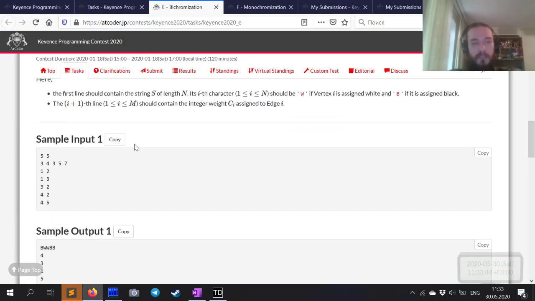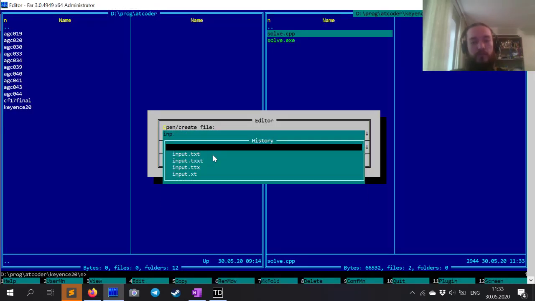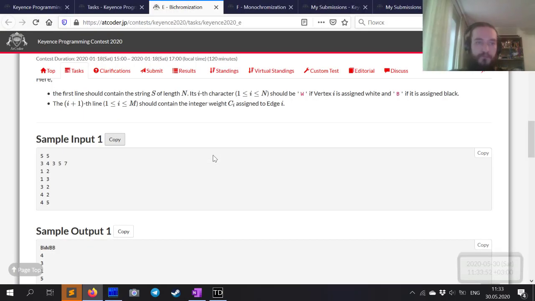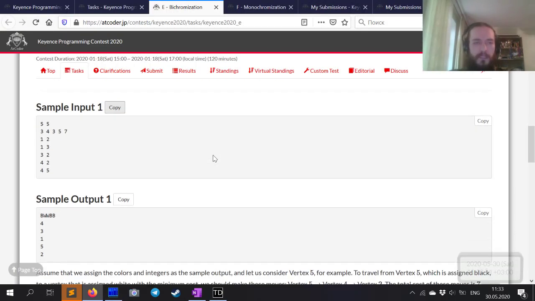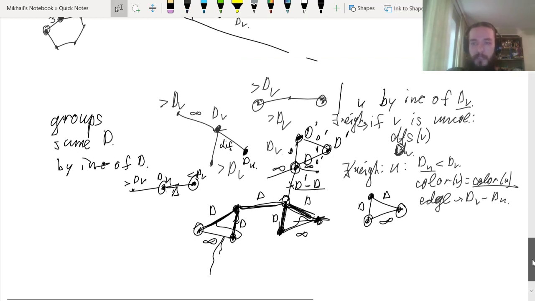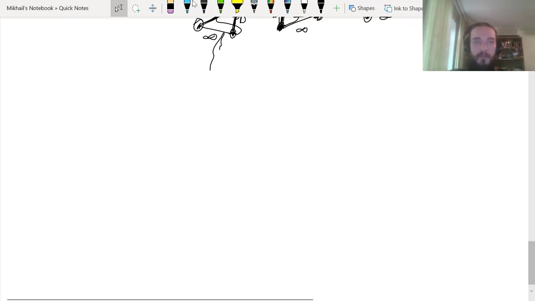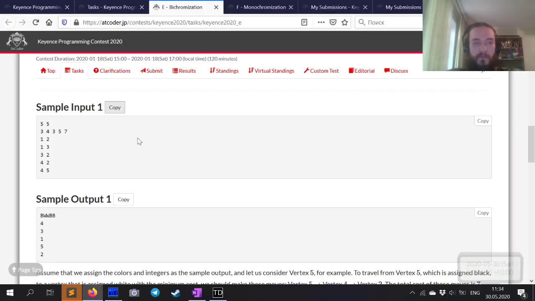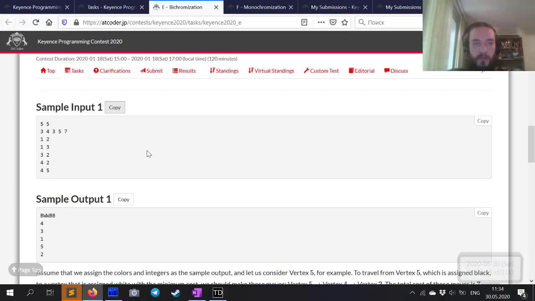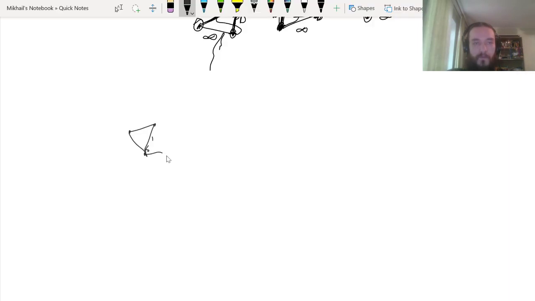Cool. So let's see if it works at all. So it outputs something. I'm not sure if it works. We can try to draw it out, since I really want to be sure that this works on this sample. Okay, so we have edges from 1 to 2, from 1 to 3, from 3 to 2, from 4 to 2, and from 4 to 5.